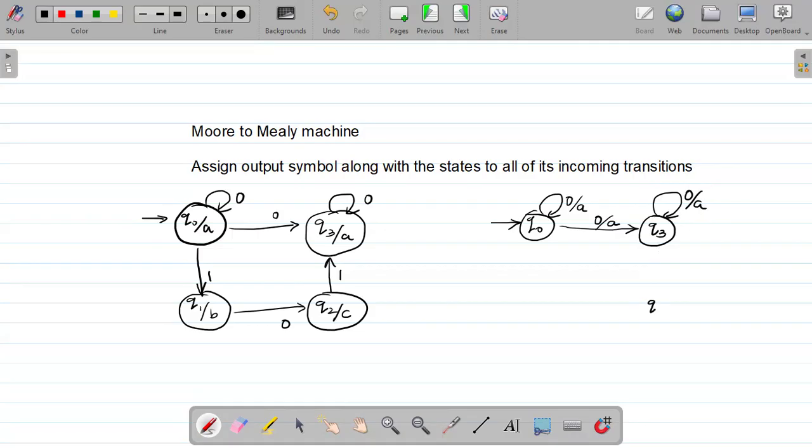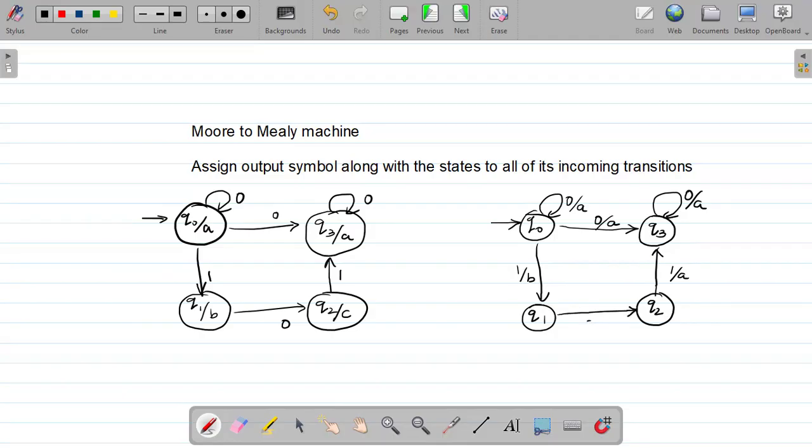Then there is a transition from Q2 to Q3, so it will remain the same. We are not changing the transitions; we are just converting. And we'll get the output of Q3 on this transition, so 1/A. Then we have Q1. There is a transition from Q0 to Q1, with 1 as input, and the output becomes B. Then Q1 to Q2.